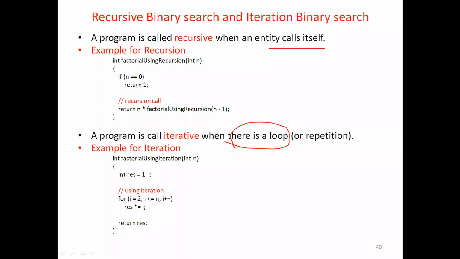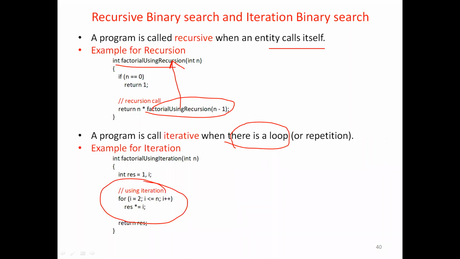For example, take the factorial function. If you want to find the factorial of any number, it can be implemented either in recursive or iterative fashion. If it is recursive, it will call the same function, which you know very well. If it is iterative, it will not call the same function. You'll have some loop, either a for loop or a while loop. So this is done.